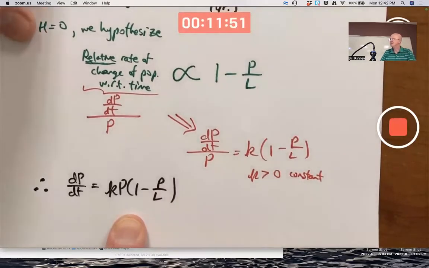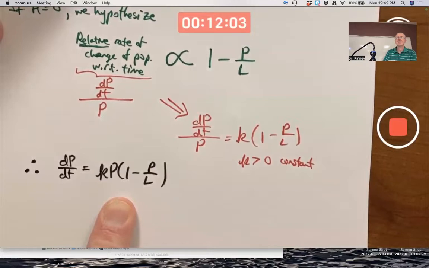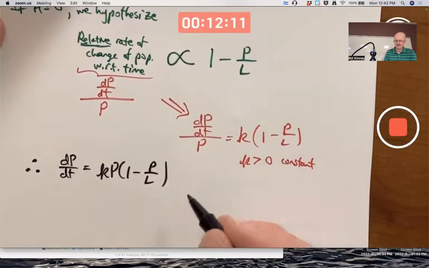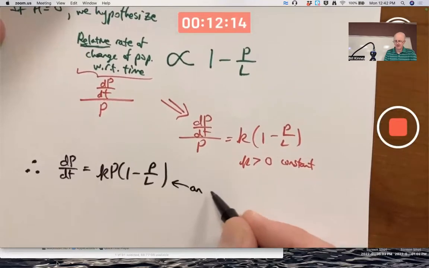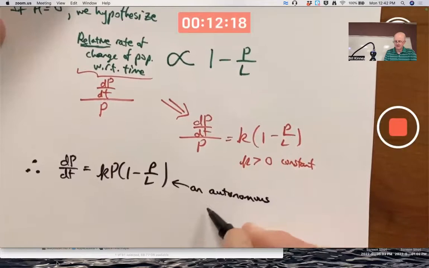Is it autonomous? How do you tell? Autonomous means independent of time. No t's on the right-hand side. This is autonomous. An autonomous differential equation.